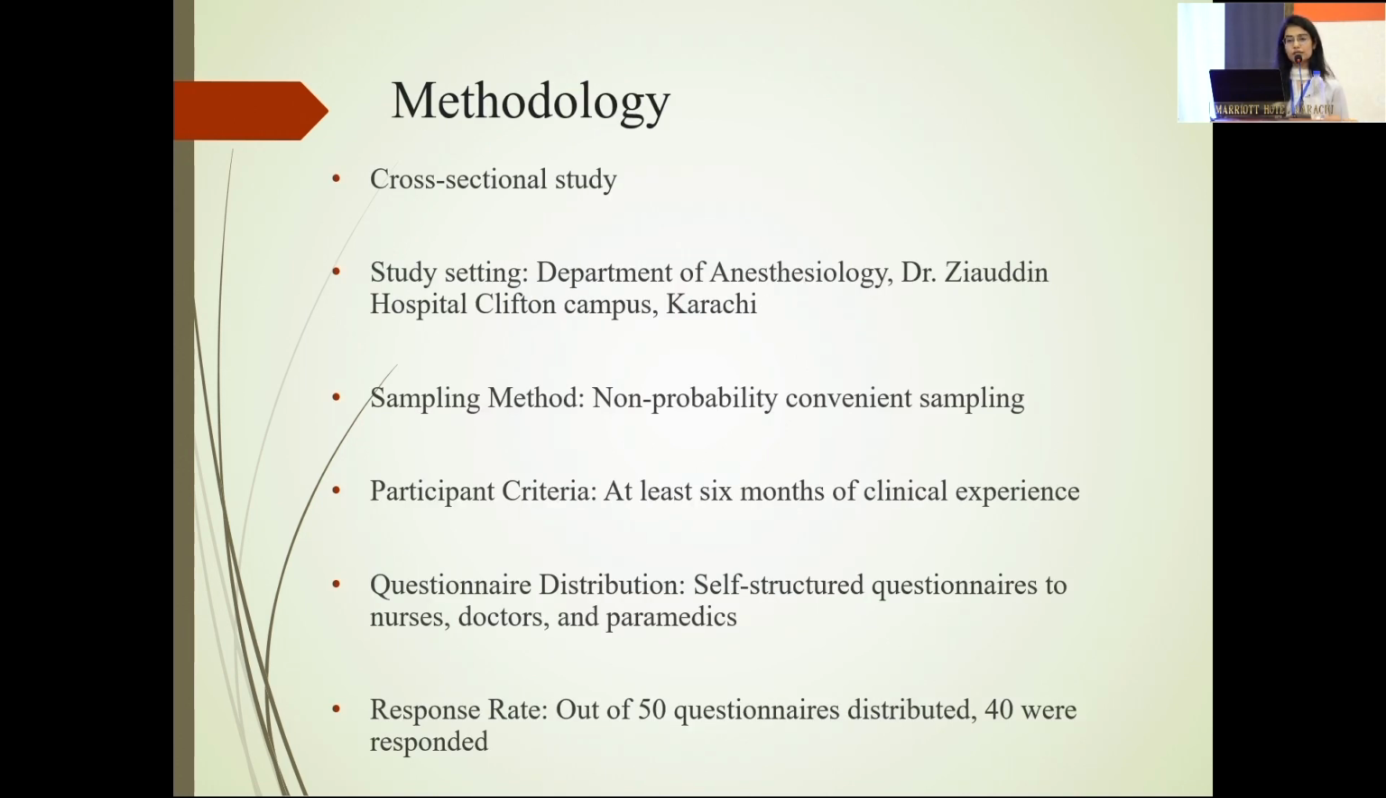For the methodology, we did a cross-sectional study after approval from the ERC at the Department of Anesthesiology, Dr. Ziauddin Hospital, Clifton Campus, Karachi. We used non-probability convenience sampling and included healthcare providers, including doctors, nurses, and paramedic staff with at least 6 years of clinical experience. We distributed self-structured questionnaires to nurses, doctors, and paramedics. Out of 50 questionnaires distributed, 40 were responded to.